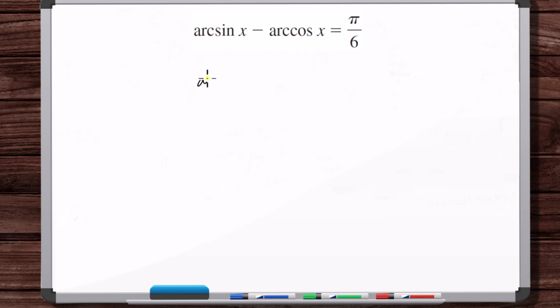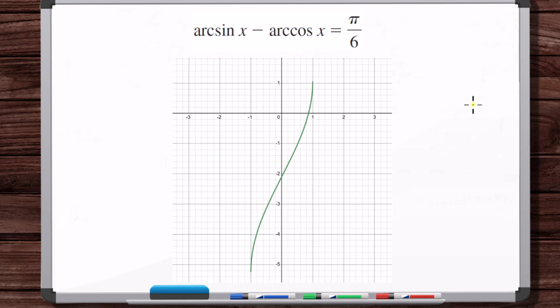We can bring the pi over 6 over and graph this. But when we graph an inverse trig function, it's going to have that range restriction. That's fine. That makes sense. Like we've talked about, we're not going to have to consider all of the possibilities. We can just treat this as the arc sine of x function minus the arc cosine of x function equals pi over 6. Let's solve for x. And there we go. There's going to be one solution.